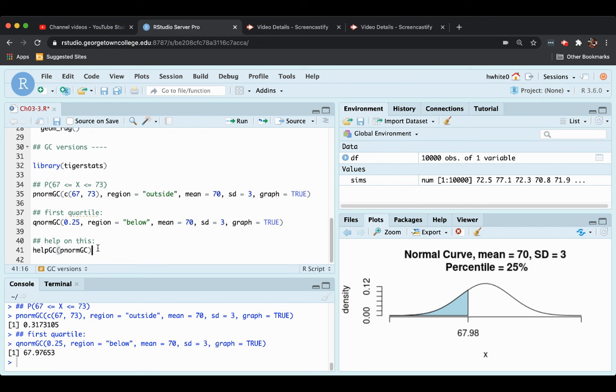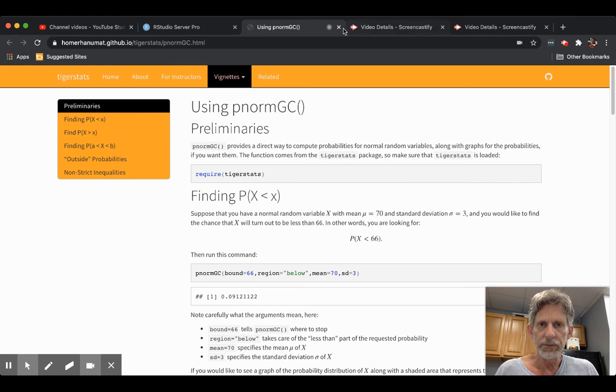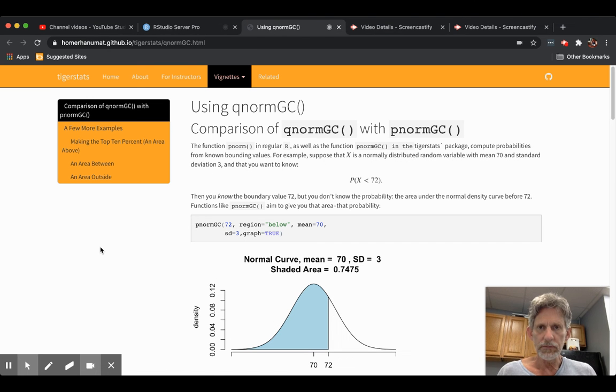If you want a little more detail on how to use pnormGC, just ask for help on GC, pnormGC. You'll pop up a web page. And qnormGC, I believe, also has some special help. Yeah, it does too.